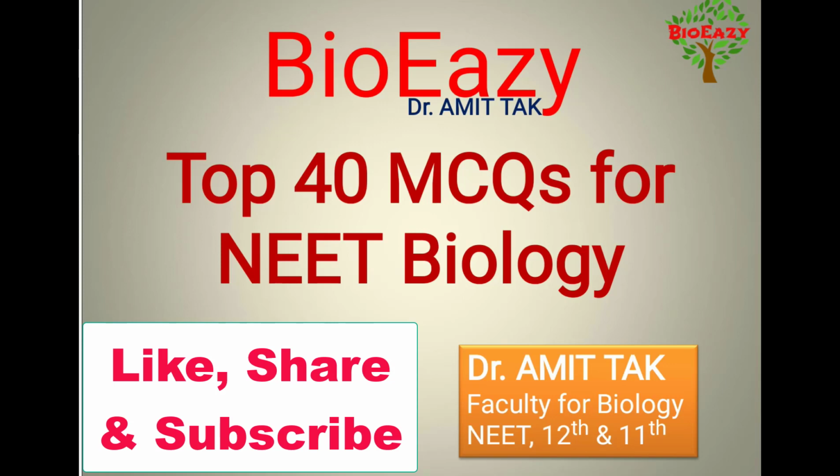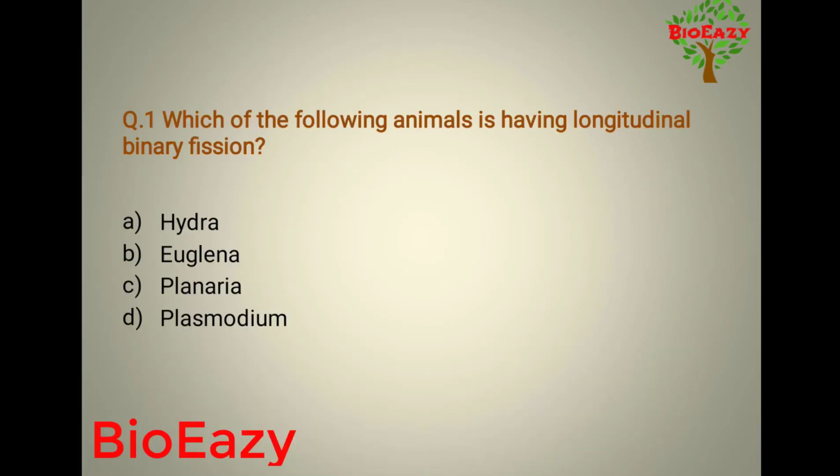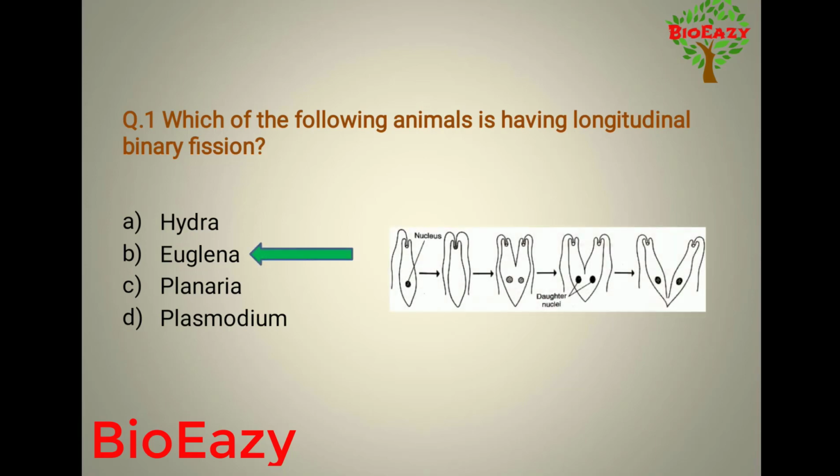Now the question number 1 is, which of the following animals is having longitudinal binary fission? So options are Hydra, Euglena, Planaria, Plasmodium. So the answer is Euglena, and now you can see the solution that in Euglena it is the longitudinal binary fission.